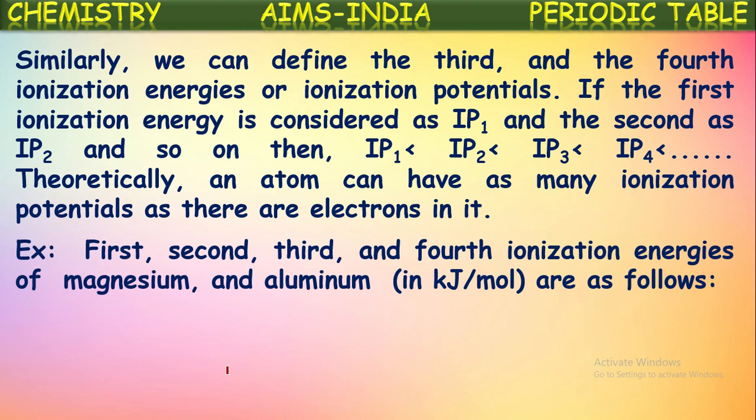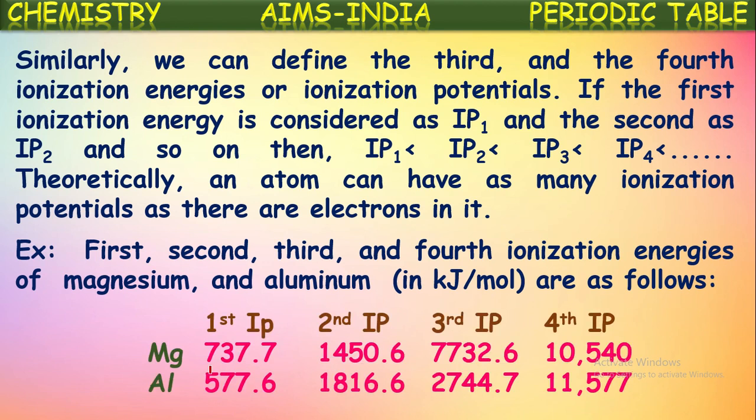For example, the first, second, third, and fourth ionization energies of magnesium and aluminium are shown here. If you see magnesium, for the removal of the first electron, it requires around 737.7 kilojoules. For the removal of the second electron, it is increased, you can observe. After that, for the removal of the third electron, a greater amount of energy is required than for the second, and it increases again for the fourth electron.